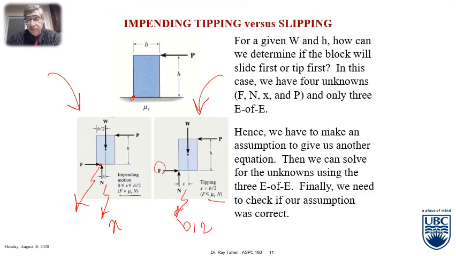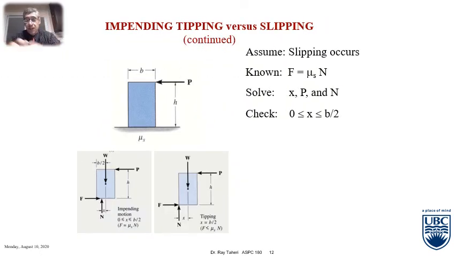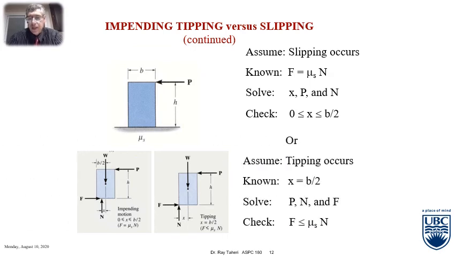So let me do a little bit more detail on these. Assuming slipping happens, the friction is equal to mu s N, and this x is somewhere between 0 and half of the width, B divided by 2. So this is the case. If tipping happens, then the force of friction is smaller than mu s N. However, x is B divided by 2.